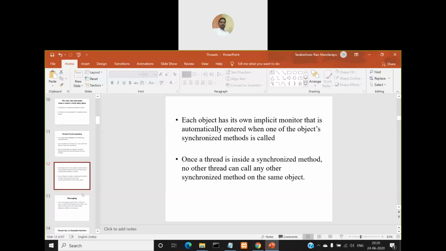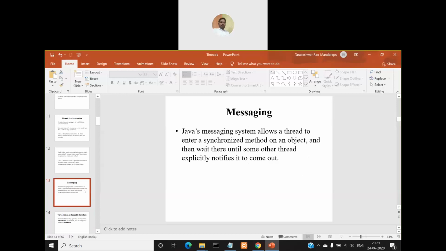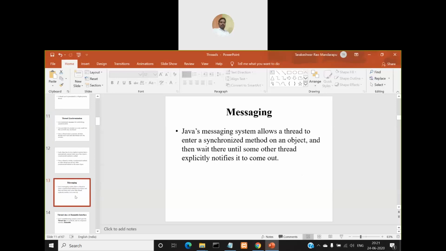Along with this thread synchronization, we'll also see messaging. Message communication will happen between multiple threads of your program, right? You'll understand these concepts once you write the programs: what is thread synchronization, and what is message passing or messaging. So let us first go to the practical program writing, and then come back. Then you'll understand the concept of messaging and thread synchronization very well with a practical program.